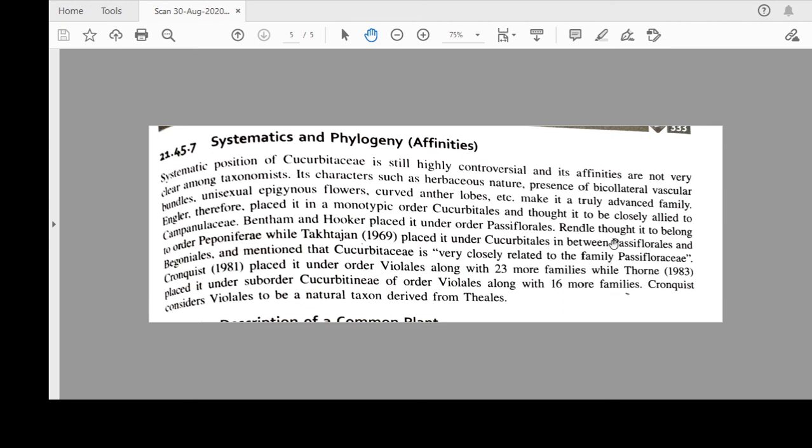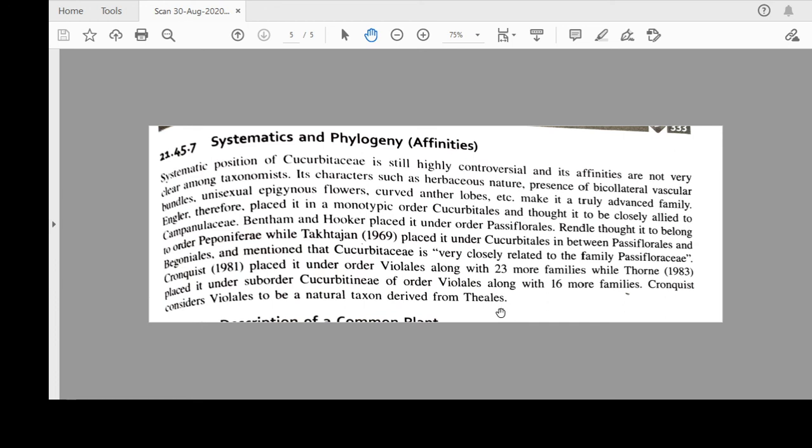Rendle thought it to belong to order Passiflorales, while Takhtajan placed Cucurbitaceae in between Passiflorales and Begoniales, and mentioned that Cucurbitaceae is very closely related to the family Passifloraceae. So there is divergent opinion about the placement of Cucurbitaceae among many prominent taxonomists. Cronquist 1981 placed it under order Violales along with 23 more families, while Thorne placed it under suborder Cucurbitineae of order Violales along with 16 more families. Cronquist considers Violales to be a natural taxon derived from Theales.